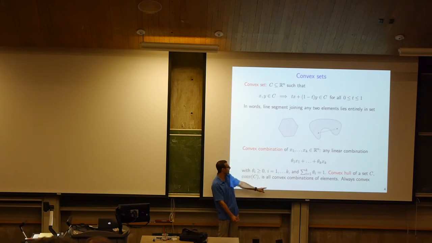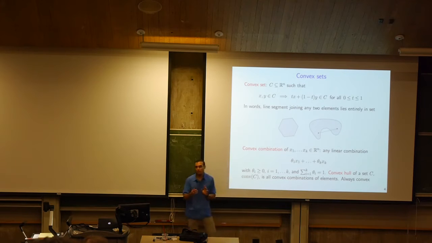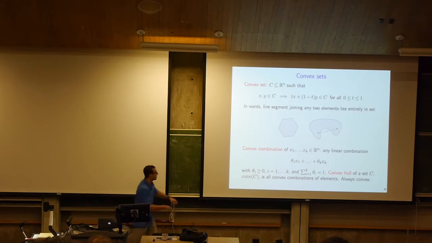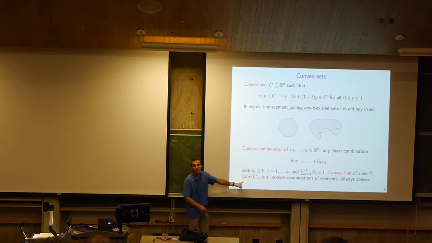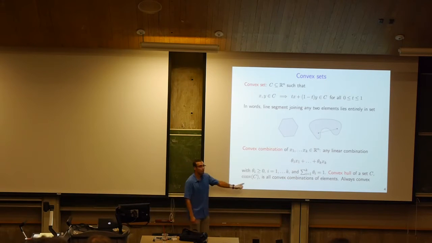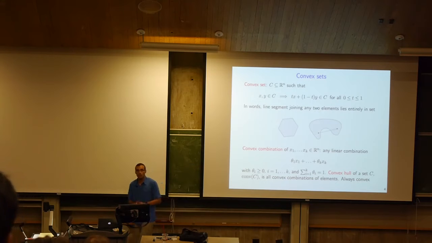Its convex hull, which we denote by conv of C, is the set of all convex combinations of its elements. So I pick any number of elements from the set C, I take a convex combination, and that thing is in this set, the convex hull of C. That's the way we define the convex hull. Another equivalent definition is that it's the intersection of all convex sets that contain C. So it's the smallest convex set containing C. It's another way to think about it.